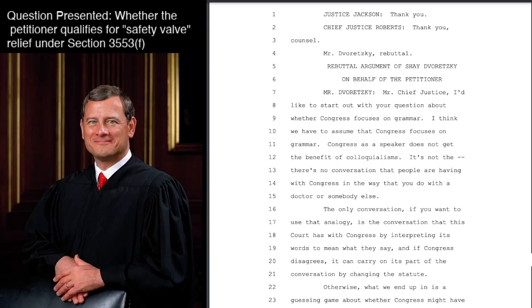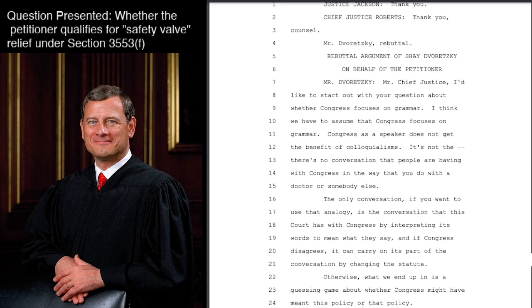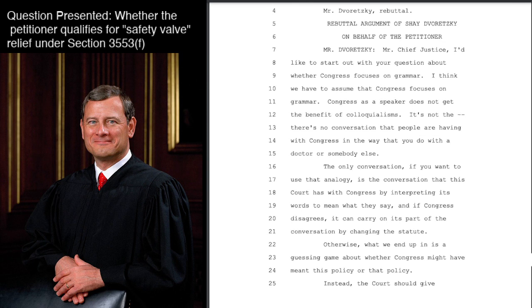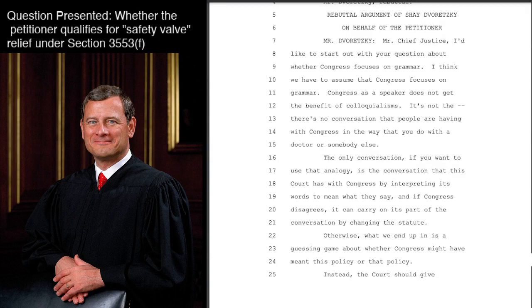Mr. Chief Justice, I'd like to start out with your question about whether Congress focuses on grammar. I think we have to assume that Congress focuses on grammar. Congress, as a speaker, does not get the benefit of colloquialisms. There's no conversation that people are having with Congress in the way that you do with a doctor or somebody else. The only conversation, if you want to use that analogy, is the conversation that this court has with Congress by interpreting its words to mean what they say. And if Congress disagrees, it can carry on its part of the conversation by changing the statute.